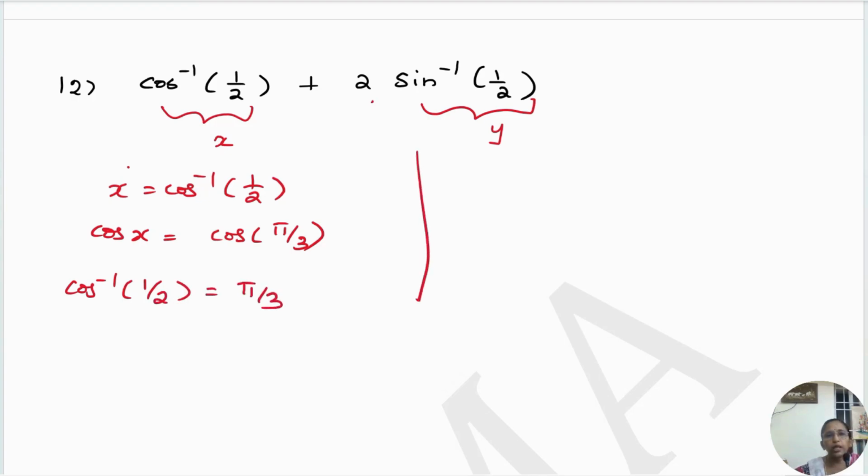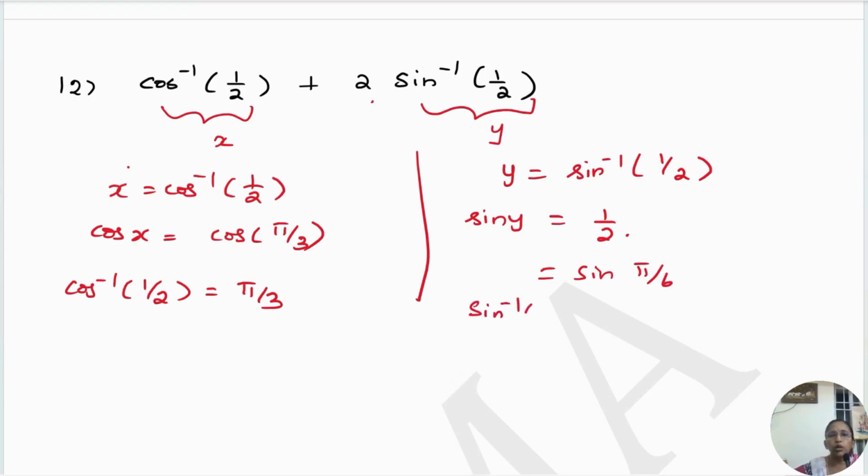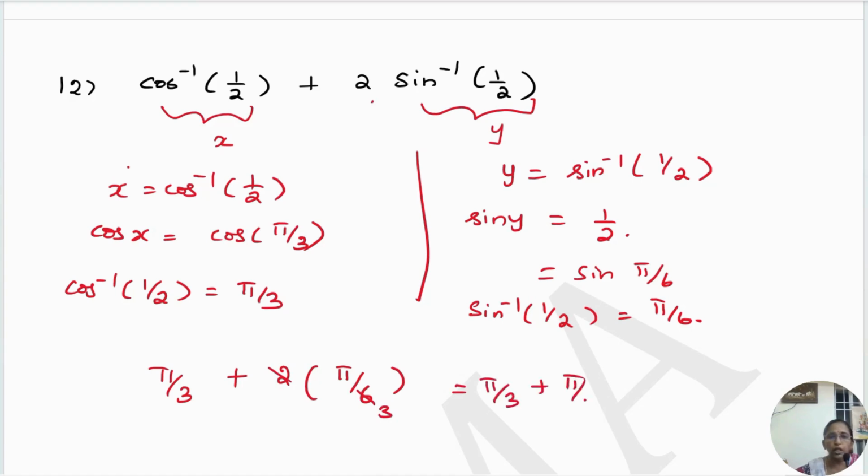And similarly, here y is equal to sine inverse of 1 by 2. So sine y is equal to 1 by 2. So 1 by 2 in terms of sine is sine of pi by 6. Since it falls within the range, sine inverse of 1 by 2 is pi by 6. Now substitute your principal values in the given equation. For the first term, the principal value is pi by 3 plus 2 times the second, pi by 6. So you can cancel the terms. So pi by 3 plus pi by 3, which is equal to 2 pi by 3. So this is our final answer.